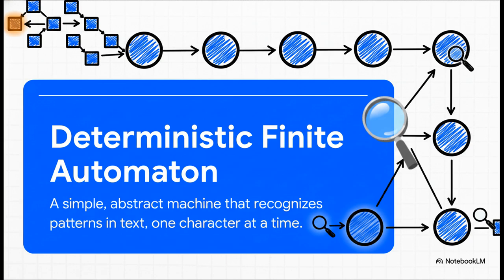Finite just means it only has a limited number of states it can be in. And deterministic means that from any state, if it reads a character, there's only one single predictable place it can go next. No guessing games. It's just a simple little machine that chugs along one character at a time.